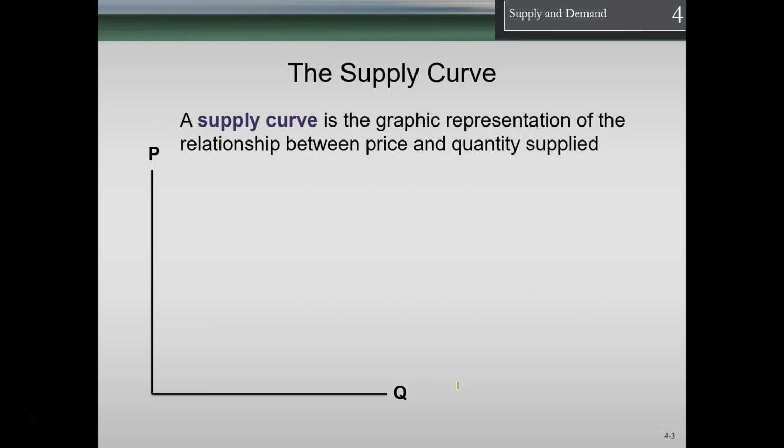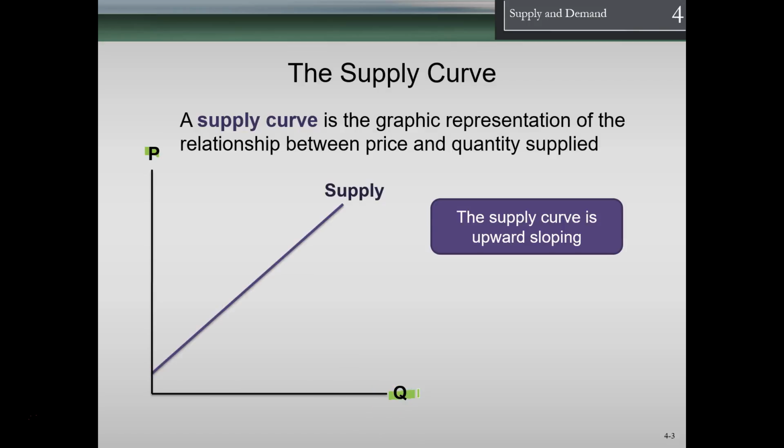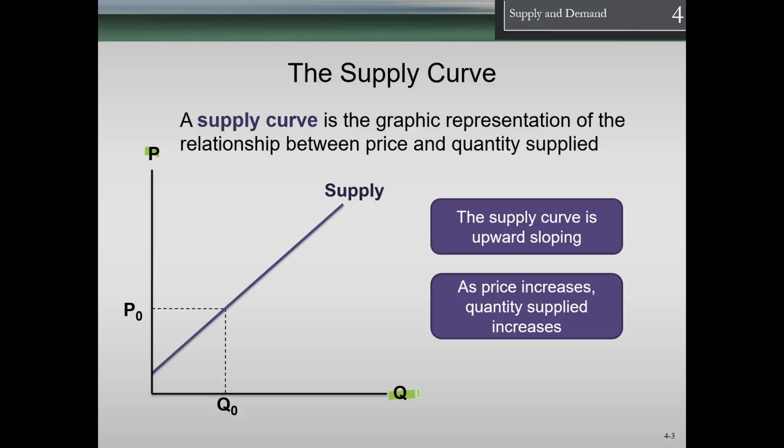So a supply curve is the graph representation of the relationship between price and quantity supplied. So we've got the price on the vertical axis, the quantity supplied on the horizontal, and in this case we have the upward sloping line. The supply curve is upward sloping. So remember that we only have two factors here. We're going to change the price, and that's going to be the independent variable, and see what happens to the dependent variable, being the quantity. And so at any given price, we're going to say here's the supply curve, and that will be the quantity that will be produced at that price. So as price increases, quantity supplied increases.